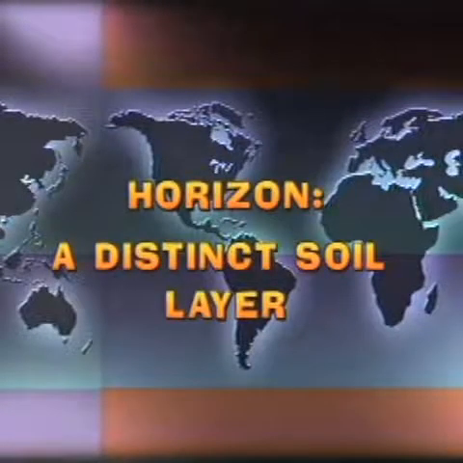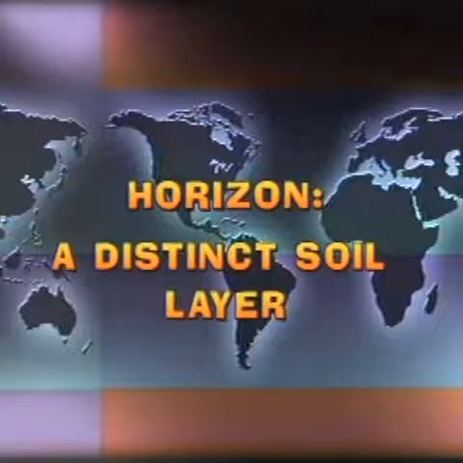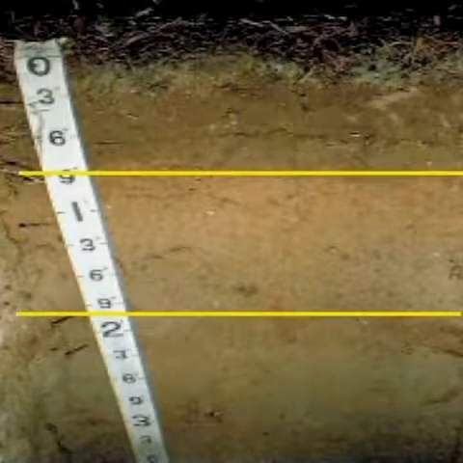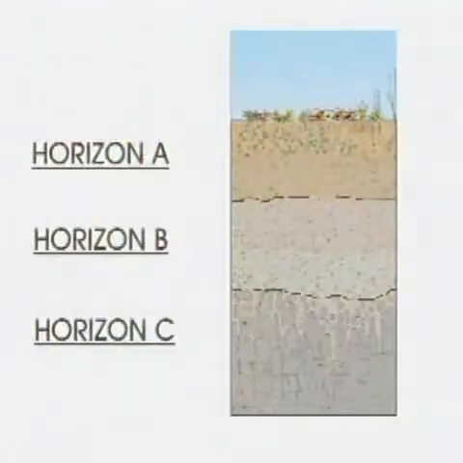A soil horizon is a distinct soil layer with more or less well-defined characteristics. You can usually see these layers if you look at a cross-section of these layers called a soil profile. There are 3 main soil horizons.